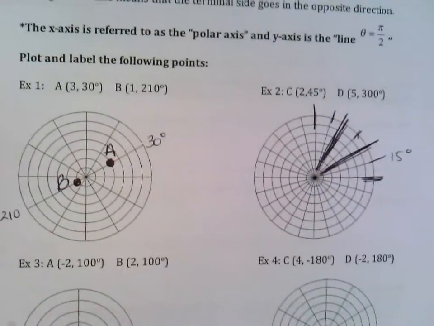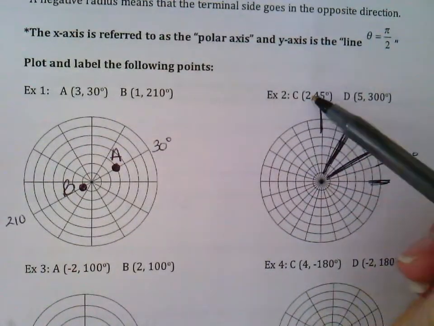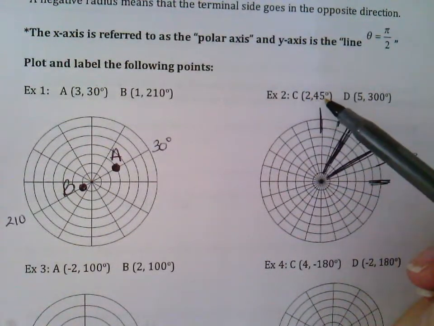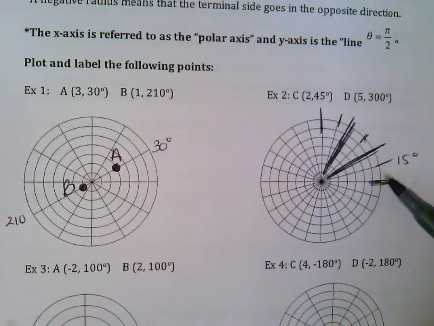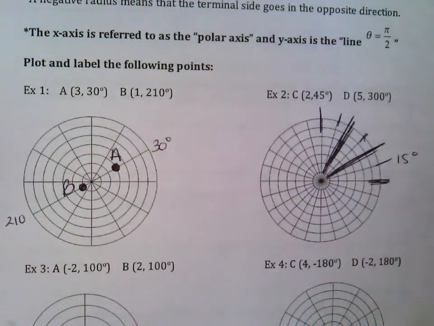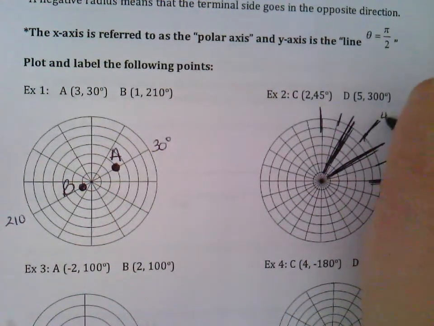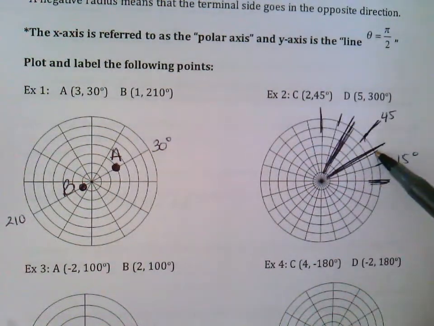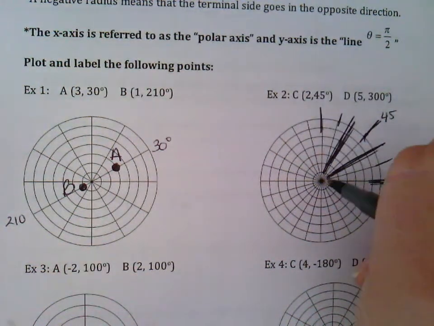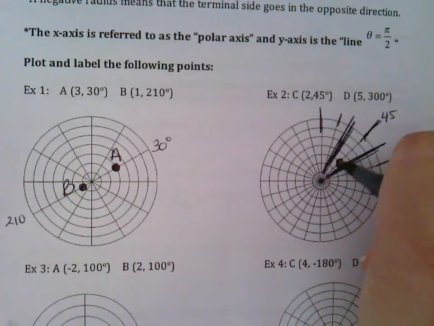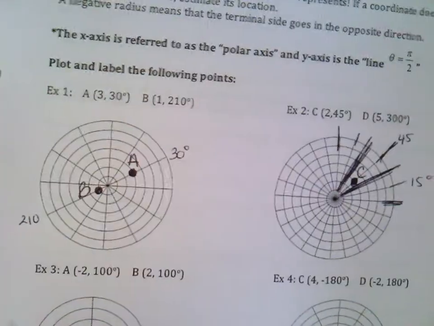All right, so example 2. Now they want you to go a radius of 2 in a 45-degree direction. So you'd have to find your 45-degree direction, which would be up here, right? This would be 45, as you count 15, 30, 45. And I need to go a radius of 2. So from the origin, I'm going to count 1, 2 and put my point. So there's C.